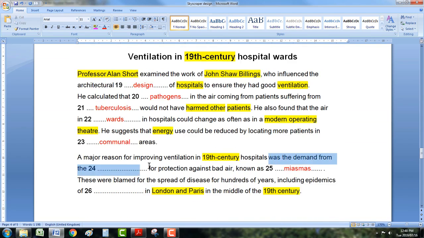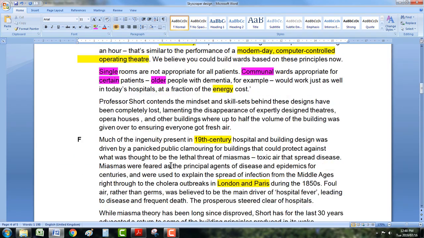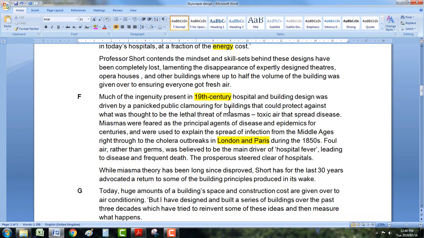Right, the demand from the something for protection against bad air. Demand. Protect against, this whole thing is the protect against bad air. Who was demanding protection from bad air? Who's demanding? It actually rests on this word over here, clamoring. Clamoring means demanding in a very loud way, complaining a lot and asking for something in a very loud and aggressive way. So it's a very difficult question because you needed to know what this was.